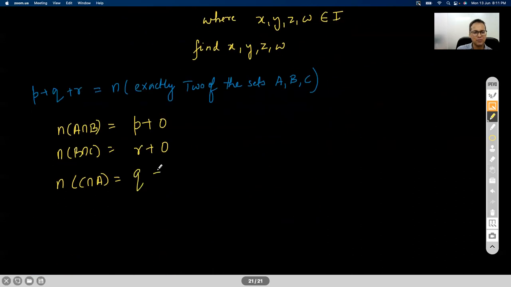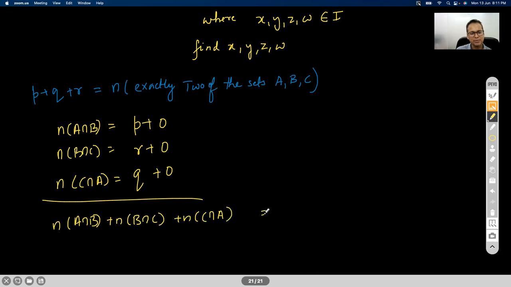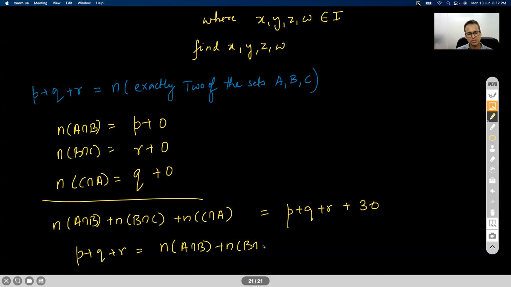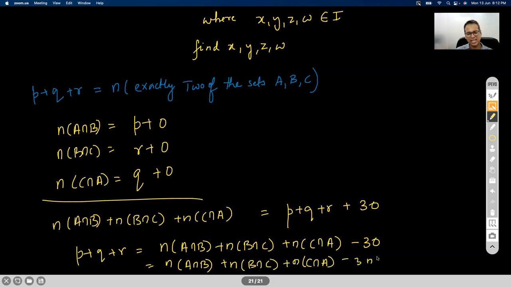Now the moment you add them all, you end up getting P plus Q plus R, but in addition to that, you get 3O as well. But I don't need the 3O, so I send the 3O through the other side. P plus Q plus R will be nothing but this minus 3O. And what is O? O is the number of elements in the intersection of all these sets, so O is nothing but N of A intersection B intersection C. Clear?